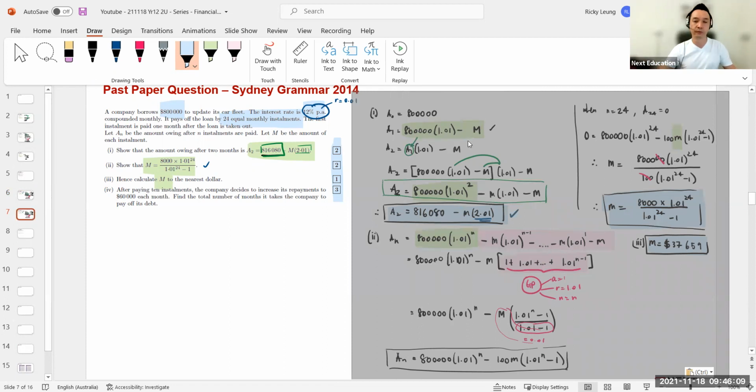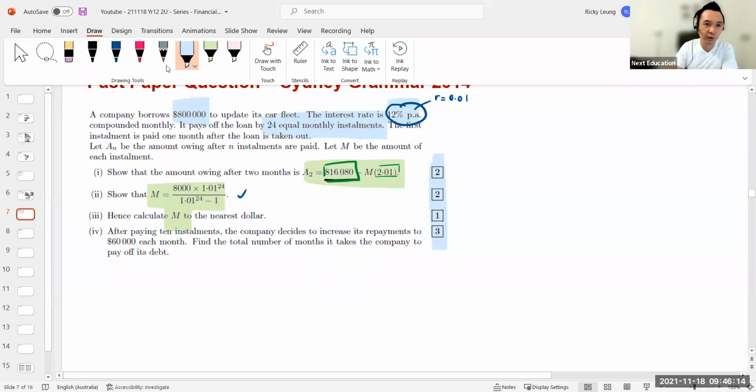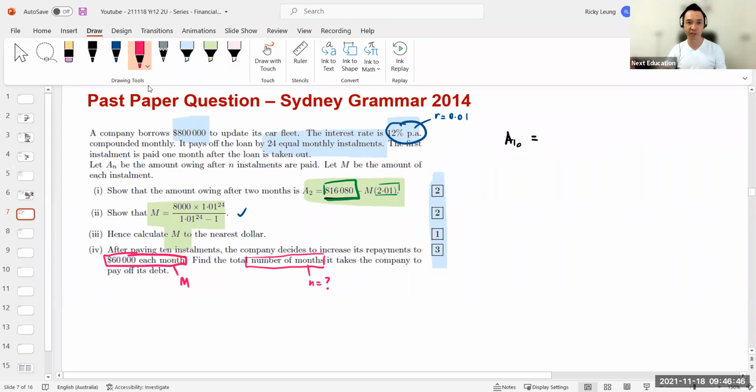Zoom in. All right, let's see. After paying 10 installments, I need to work out the loan at the 10-month mark and then effectively create a new loan with 60,000 being the monthly payment. And then I'm now solving for n. In this question, they're giving you a new value of m, and they're asking you for the number of months. They're basically redefining a new loan.